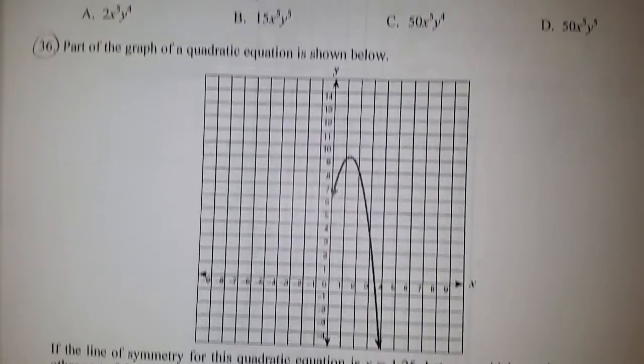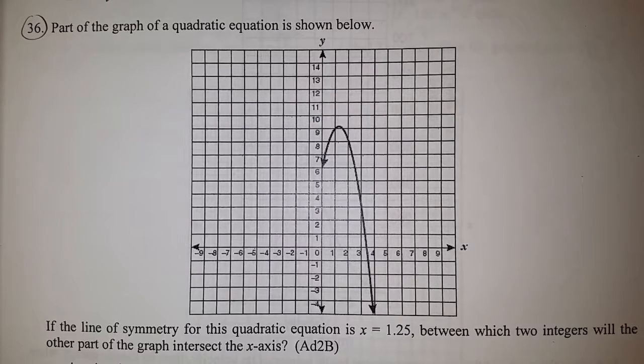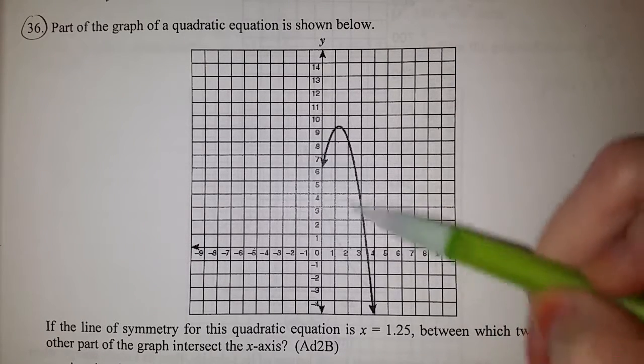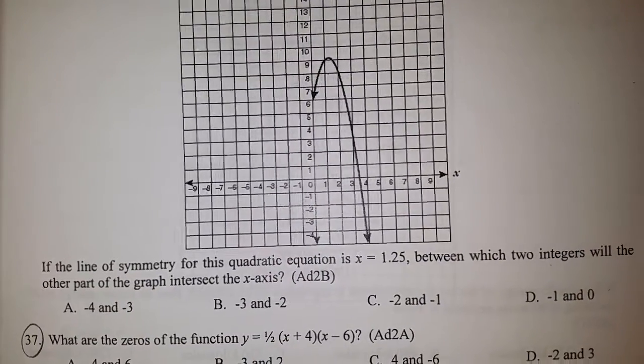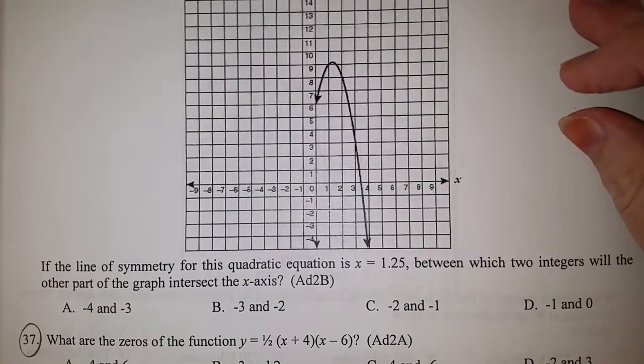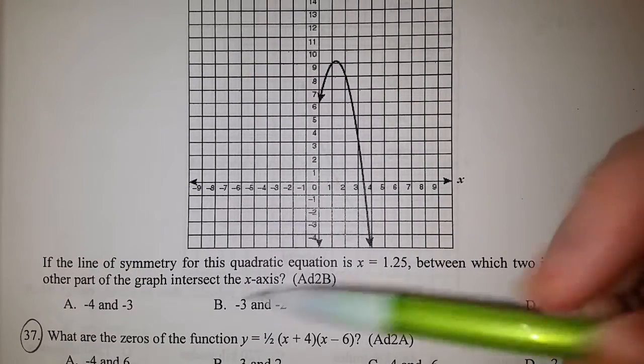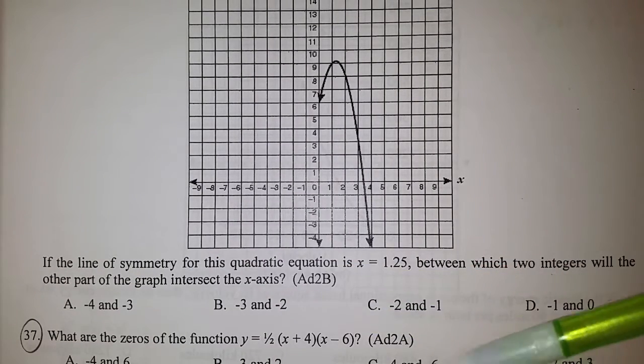Let's move on to number 36. So 36 is saying part of the graph of a quadratic equation is shown below. So we're talking about this graph right here. If the line of symmetry for this quadratic equation is at x equal 1.25, between which two integers will the other part of the graph intersect the x-axis?